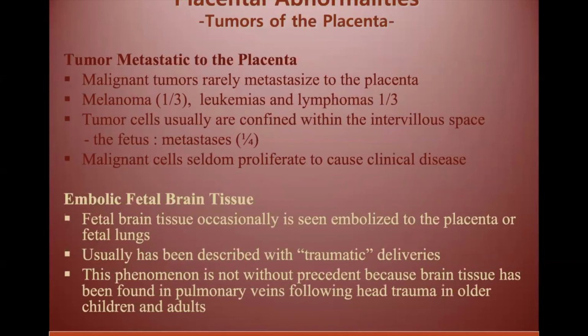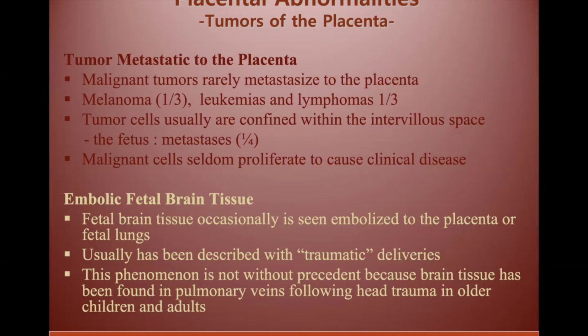Another tumor of the placenta is tumor metastatic to the placenta. Malignant tumors rarely metastasize to the placenta. It's melanoma, leukemias, and lymphomas. Tumor cells usually are confined within the intervillous space, and the fetus and malignant cells seldom proliferate to cause clinical disease.